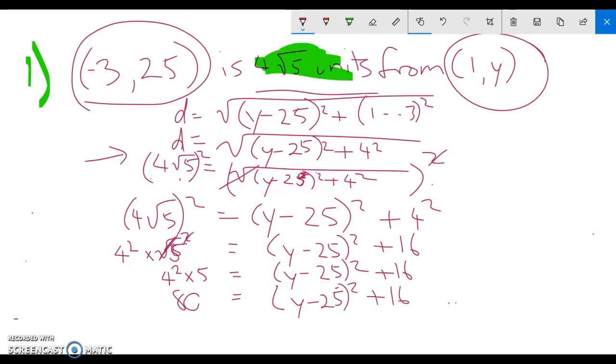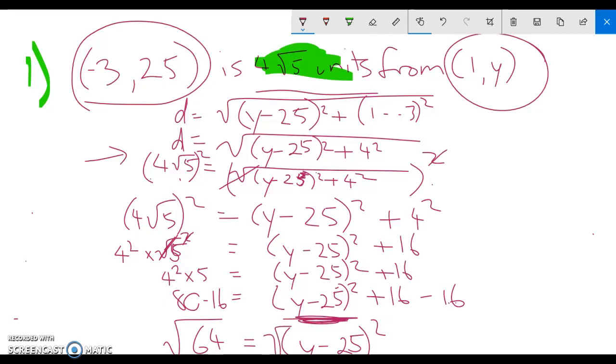Now I want to get this on its own, but I don't want to expand this, so I'm going to get 16 onto this side. So I'm going to take 16 from both sides. So I'm going to get 64 equals (y take 25) all squared. Now, if you remember your squares, you should know that 64 is actually a perfect square. 8 squared is 64. So what I can do now is square root both sides.